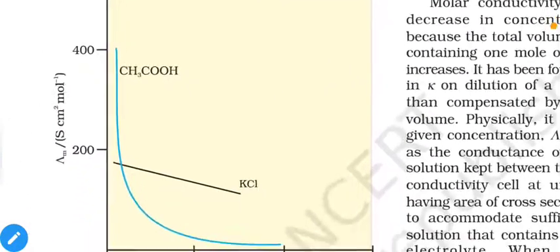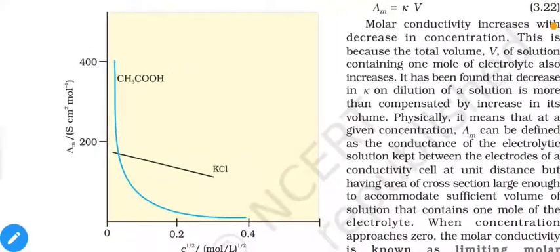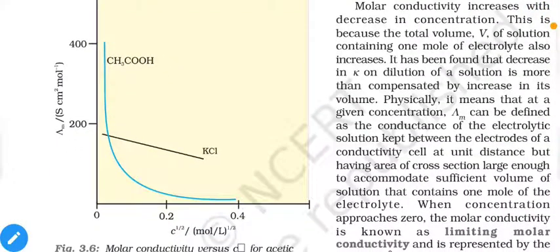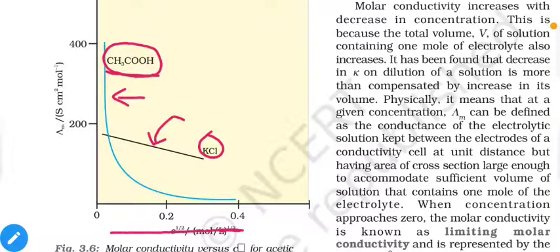We have a graph for that, as we can see in this graph. Let us discuss this. On the x-axis we have concentration raised to 1 by 2, and on the y-axis we have molar conductivity lambda m. Let us talk about the strong electrolyte first. This black straight line represents a strong electrolyte like KCl, and this blue line represents the weak electrolyte like CH3COOH.